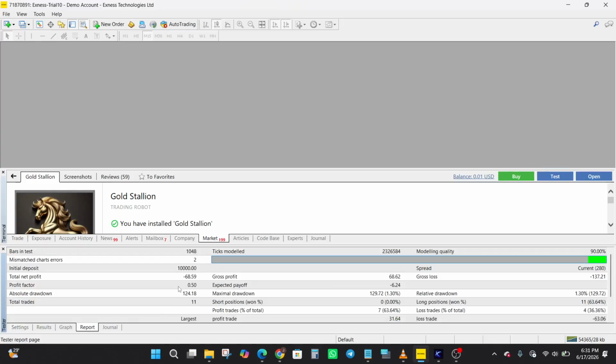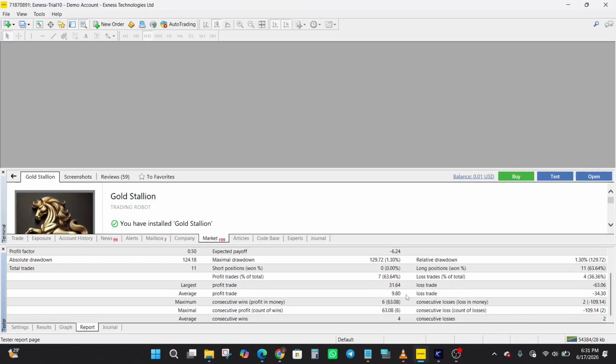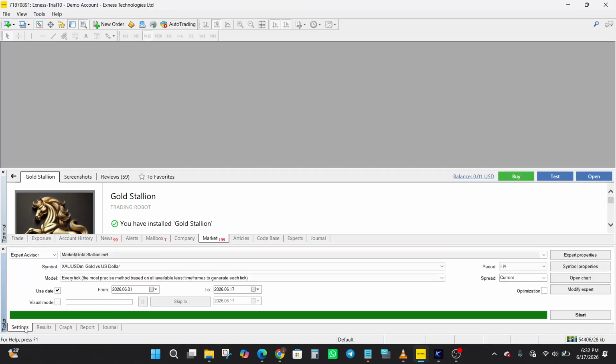But over that duration, the total net profit was negative 68.59 from a $10,000 deposit, and total trades taken were 11, out of which 7 were profitable, giving a 63.64% win rate. The largest profit was 31.64, largest loss was 63.06. Average profit was 9.8, while the average loss was 34.3. This shows me that the average risk to reward ratio is pretty bad, because the difference between the average profit and average loss is quite large. Meanwhile, let's just turn on the visuals and let's see this EA in action.